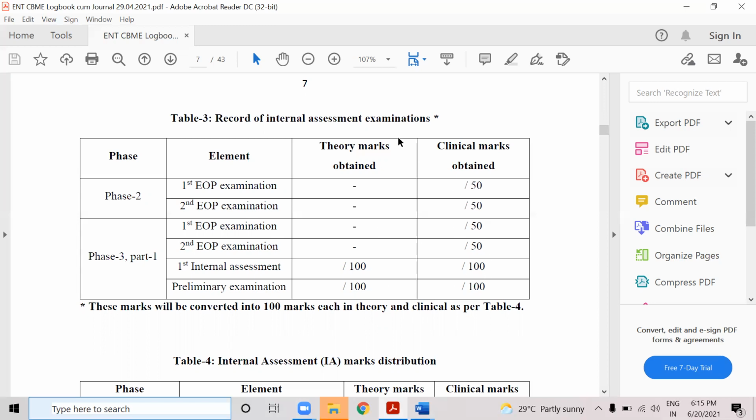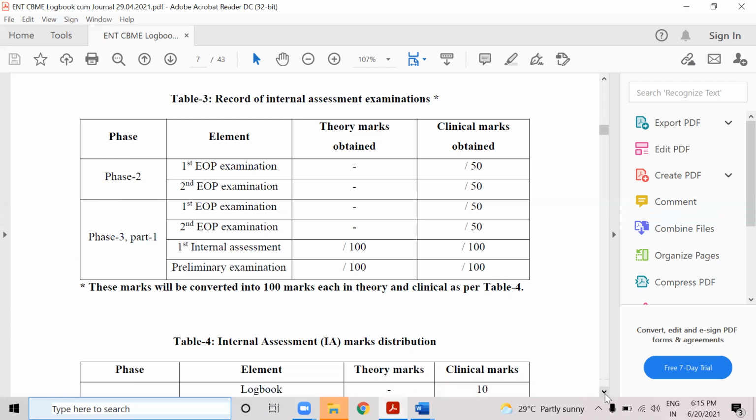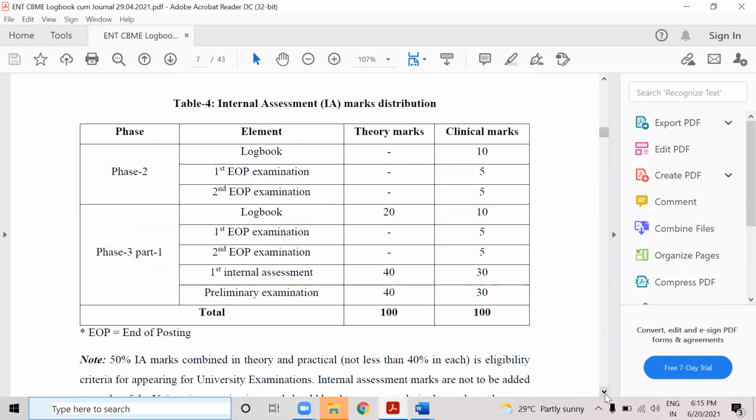Now, these are the actual internal assessment marks which the student will get during phase 2 and phase 3 part 1. But we know that the total internal assessment is out of 100. So these 200 have to be converted into 100, and all these marks have to be converted into 100. So how will we convert these total marks into 100? That I have written in the next table.